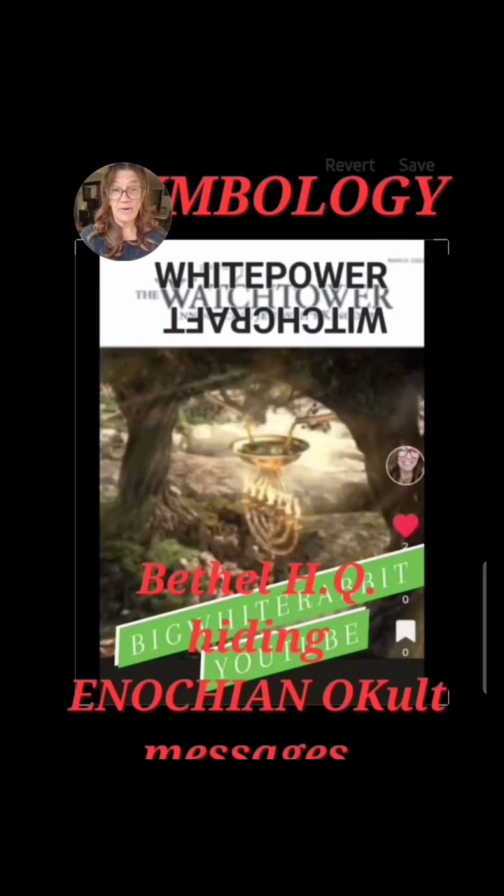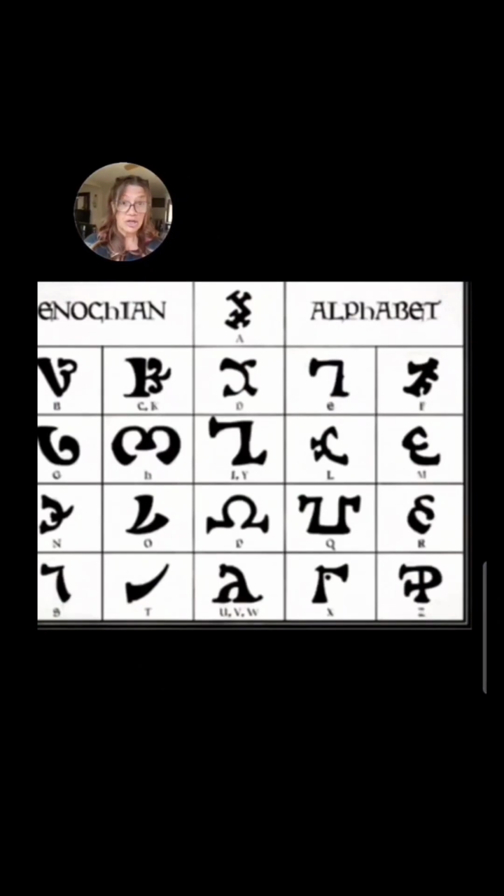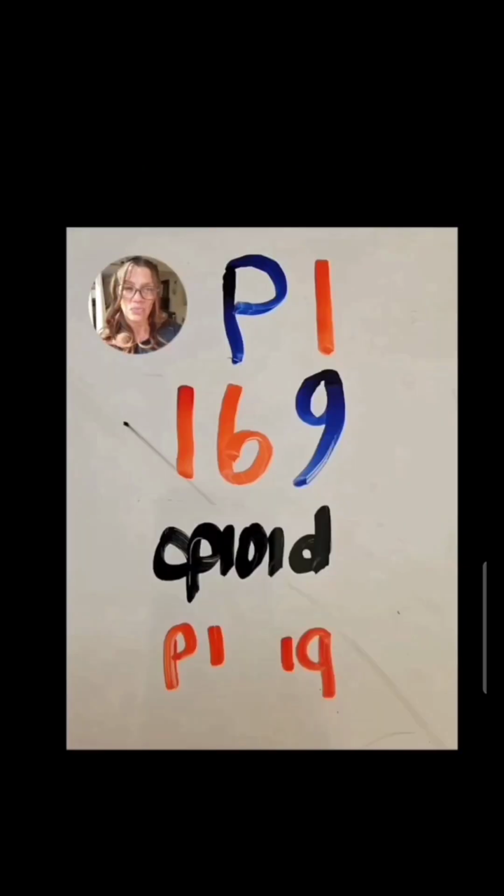We discussed their witchcraft symbology and occult messages hidden within the Watchtower White Power magazine. We talked about the Enochian alphabet, Hebrew letters, and all the gematria behind the codes that I'm giving today, which is why parts 1 and 2 are so important.